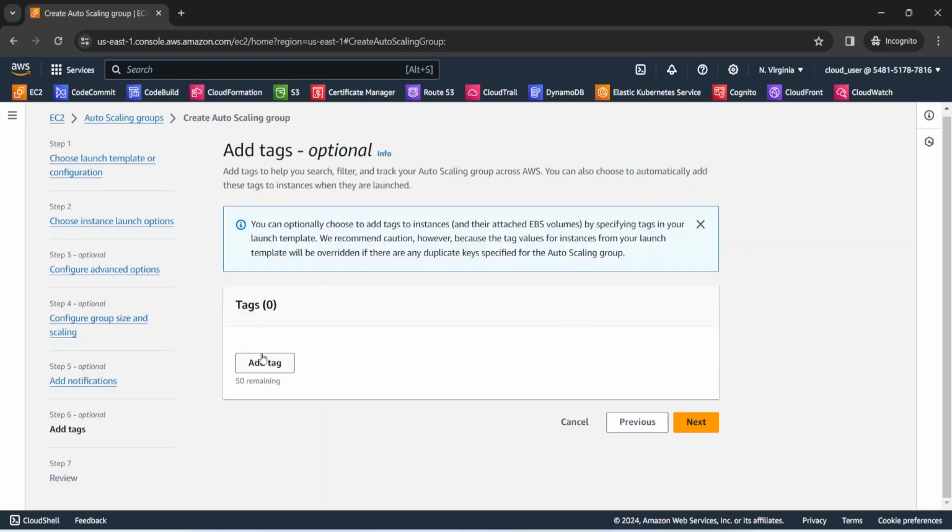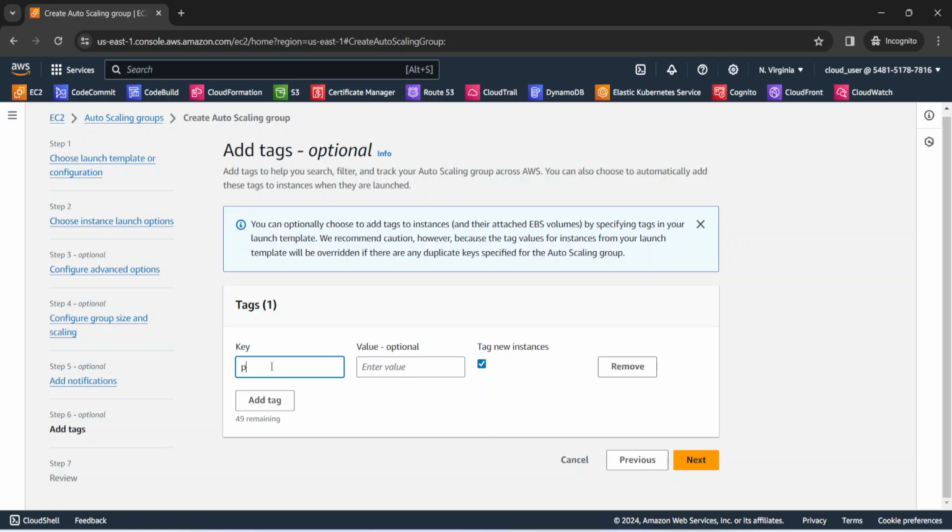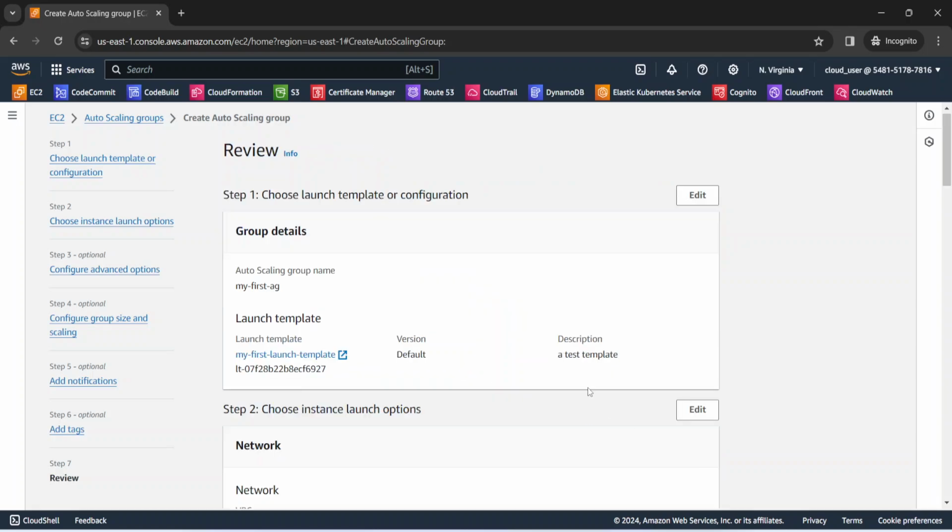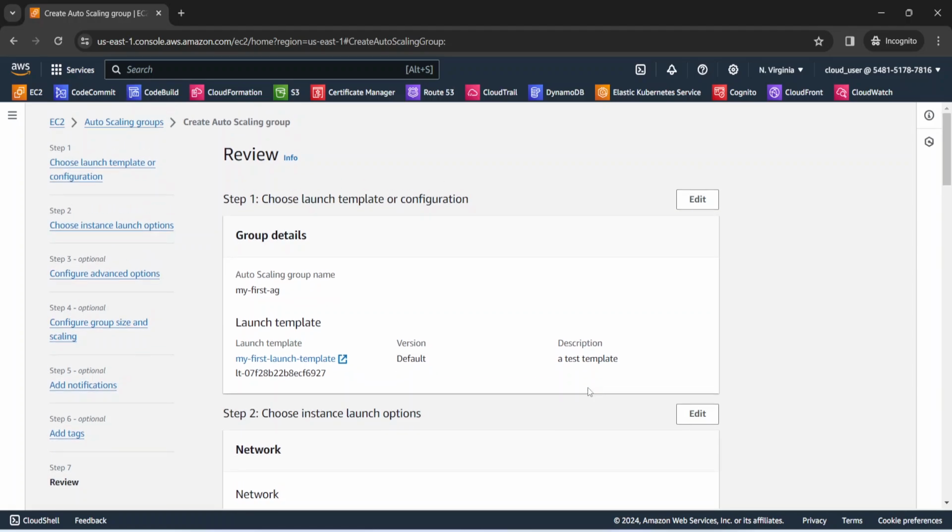So we'll just create a tag. I'll just say production, prod. Hit next. So at the last step it will tell us to review the page.